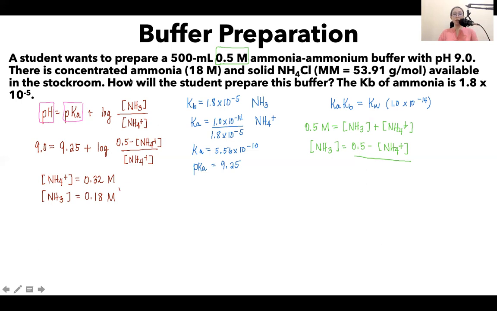For that, we will use the dilution formula. If you recall, the dilution formula is M1V1 equals M2V2. Initial concentration times initial volume is equal to the final concentration times the final volume. So we have the initial volume, which is the volume of the concentrated ammonia, 18 molar. We want to know how much of this 18 molar ammonia solution is needed in the 500 ml buffer to give us a concentration of 0.18 molar. This will give us a value of 5 ml.